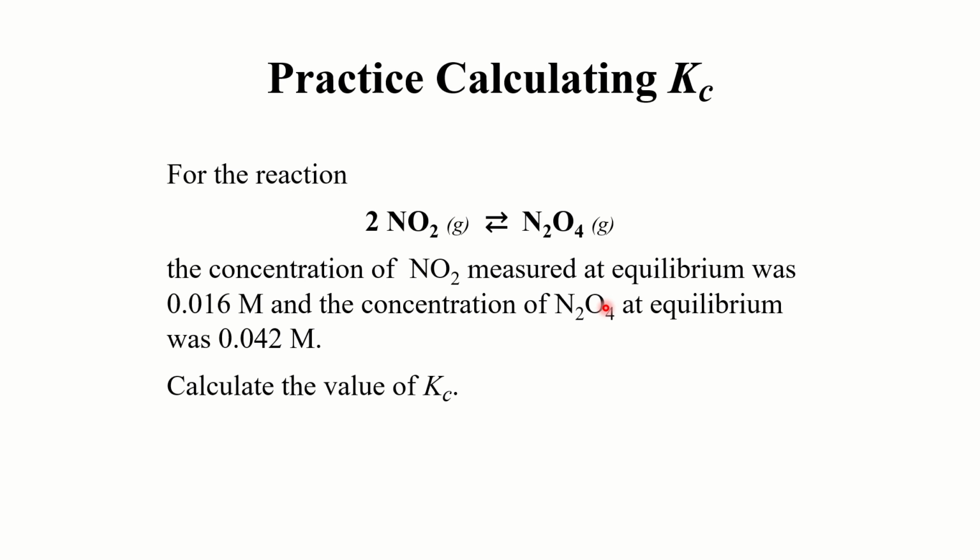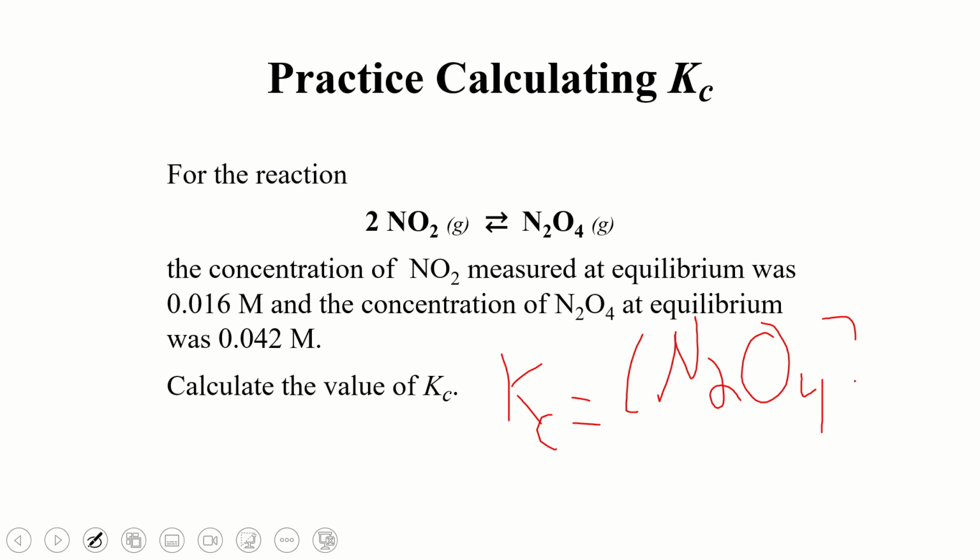All right, so what you want to do here is start by writing a Kc expression. So I would say that Kc equals the concentration of my product, the concentration of N2O4. Well, let's see. I do have the pen tool, so let me make use of this. Kc, and I apologize in advance for my terrible handwriting here. It would be the concentration of N2O4 over the concentration of NO2 squared.